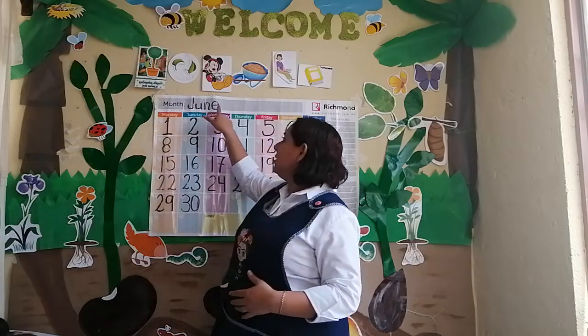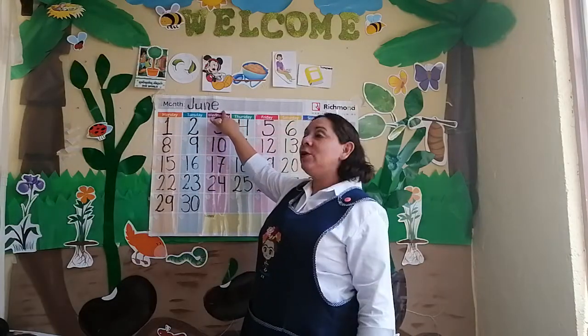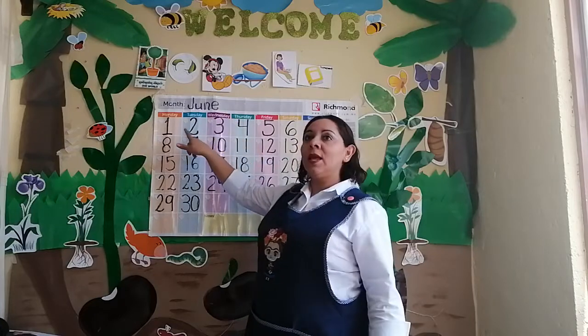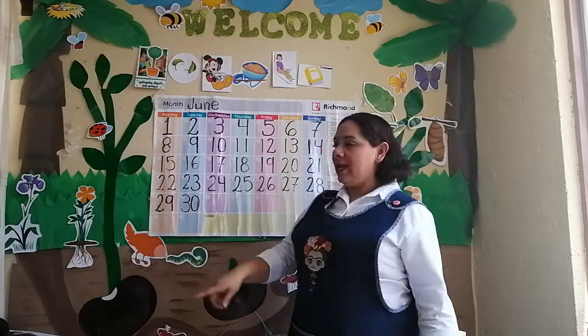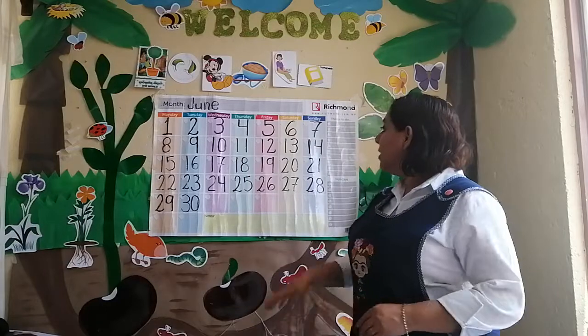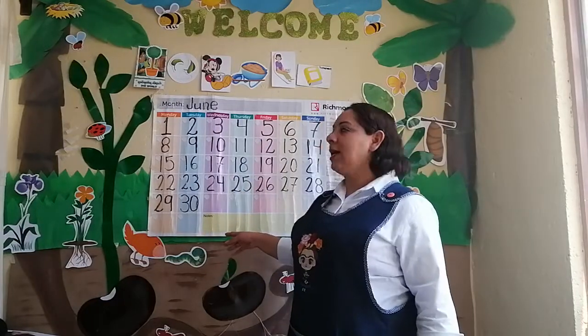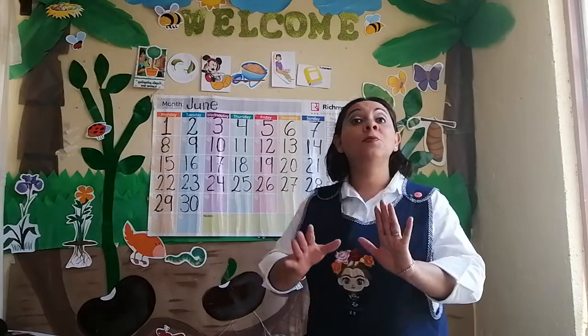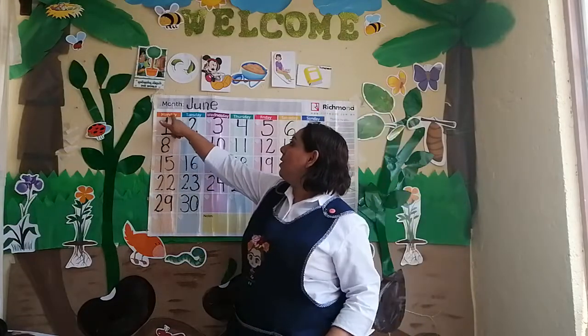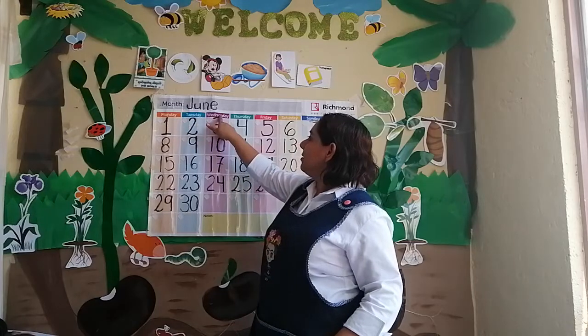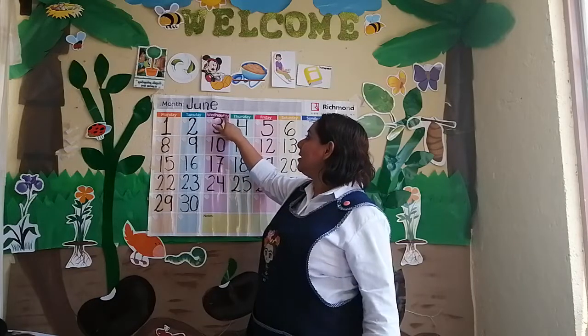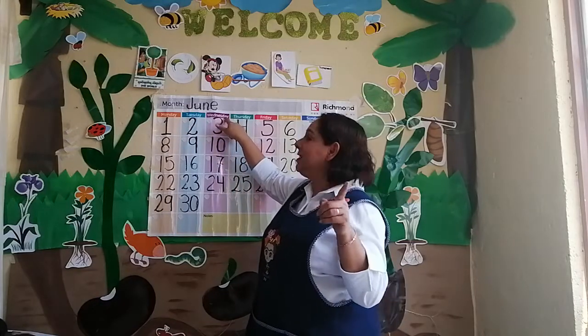We got a surprise. But before that, I'm going to introduce the date. We continue in the same month, as you know, June. And today, what color is our day today? It's purple. Can you identify it? Yes? Orange? No, it isn't. Purple? Yes, it is.